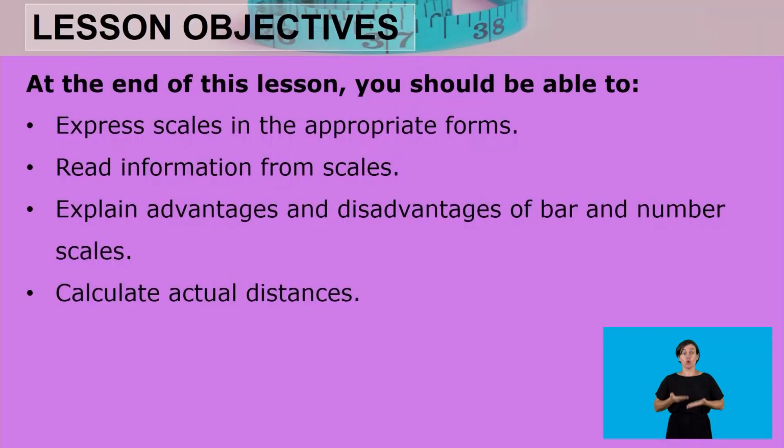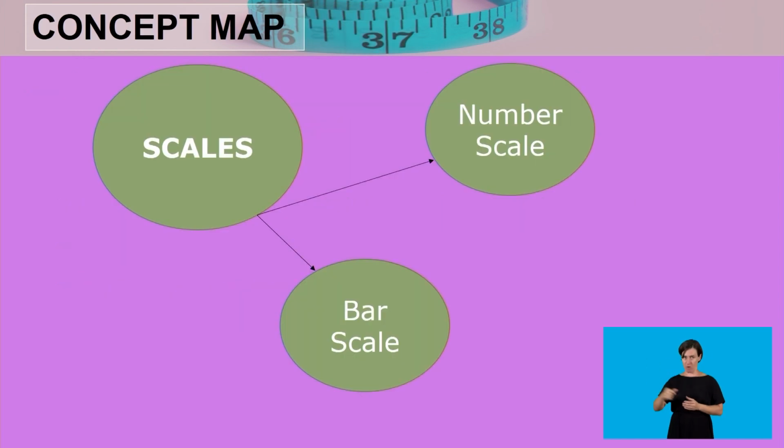At the end of this lesson, you should be able to express scales in appropriate forms, read information from scales, explain advantages and disadvantages of a bar and a number scale, and calculate actual distances. The conceptual mind map that we're going to be using in this lesson will be based on scales, number scale, as well as bar scale.